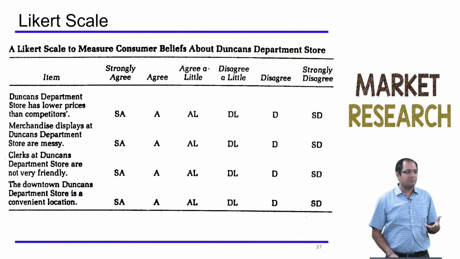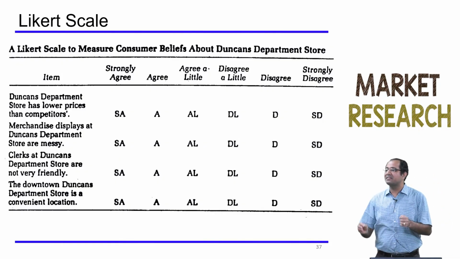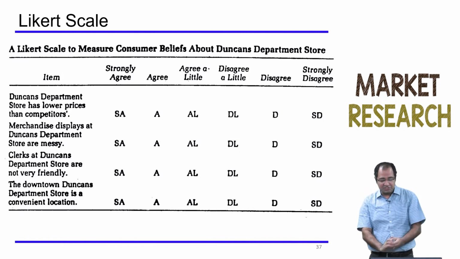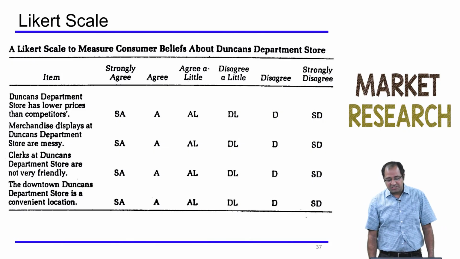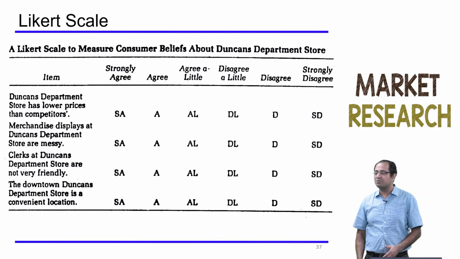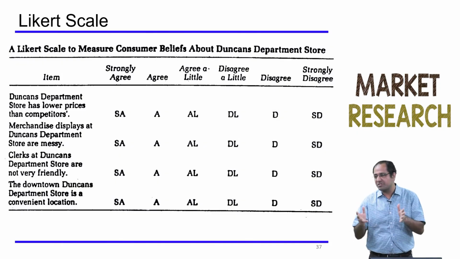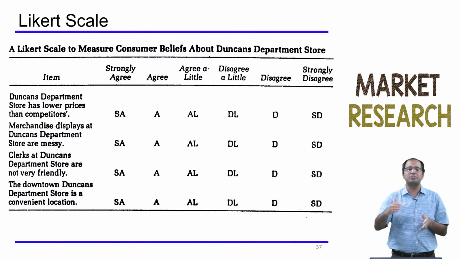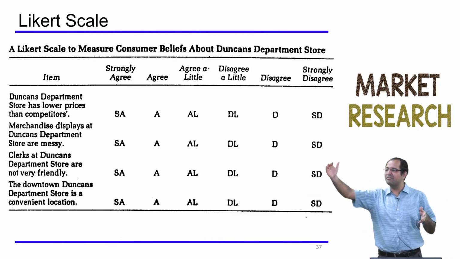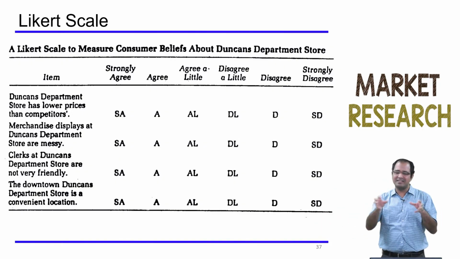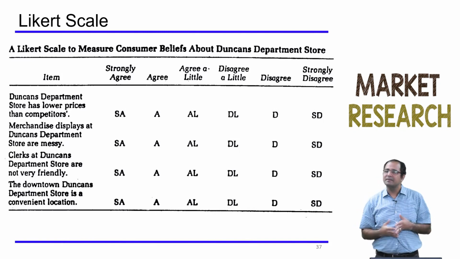Now there are times when we take multiple statements to measure something. This is an example where a Likert scale measures consumer beliefs about a particular department store. So one can have multiple statements measuring a particular concept. And how will you take the score? You will take the average of these. Always try to put strongly agree as the higher score, 5, and strongly disagree as 1. So 5 to 1, so you have equal intervals. Try to do that.